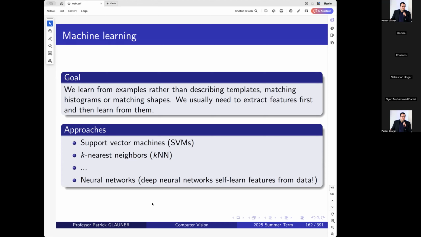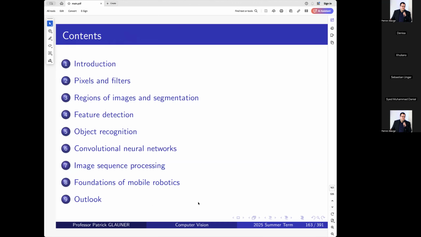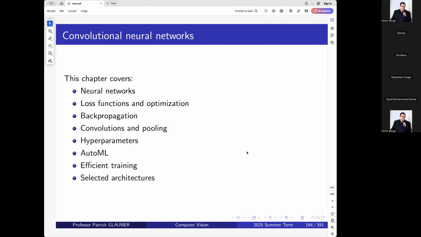So the neural networks allow us to do both: learn features, and then use these features for our actual learning task. And this works particularly well for deep neural networks. And we will look into them now. We will look in this class specifically at convolutional neural networks.